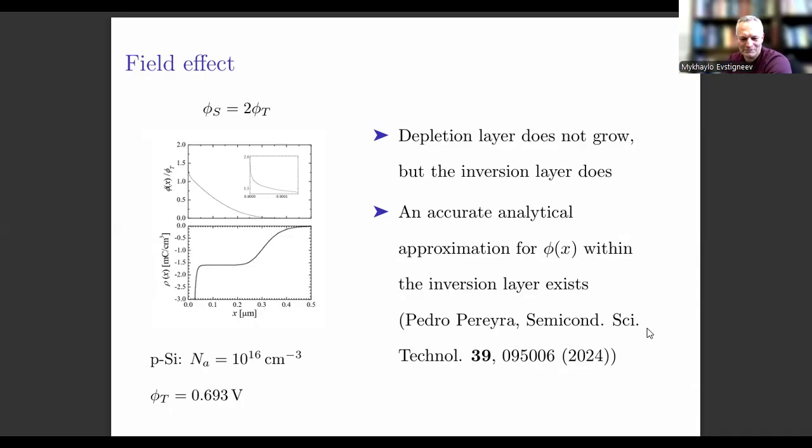And yet, this cool guy, Pedro Pereira from Mexico, was able to find a nice asymptotic solution of the Poisson-Boltzmann equation, which gives you not the coordinate x as a function of the potential, but the potential as a function of the coordinate x, and this solution covers exactly this region near the inversion, where the inversion happens. So exactly this region of small values of x, when the surface potential exceeds the threshold value. So I find this pretty cool.